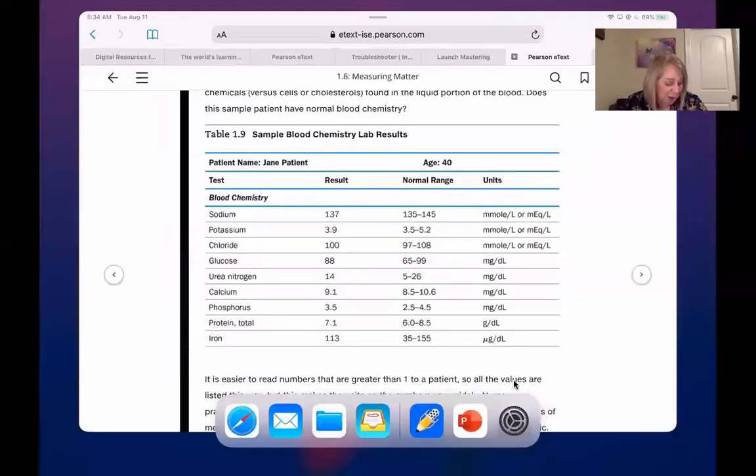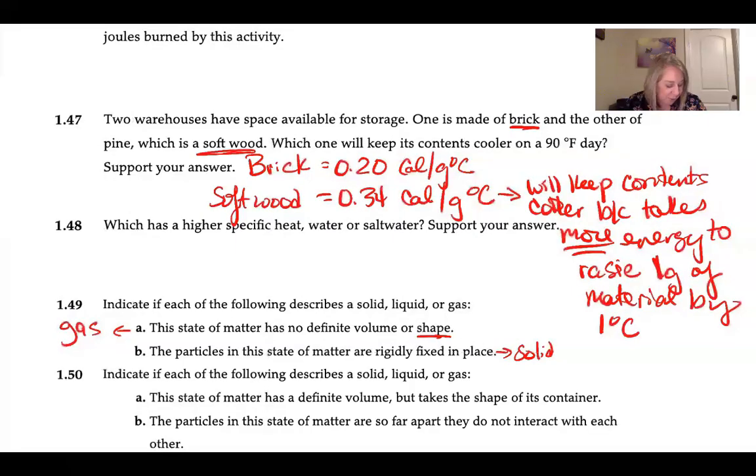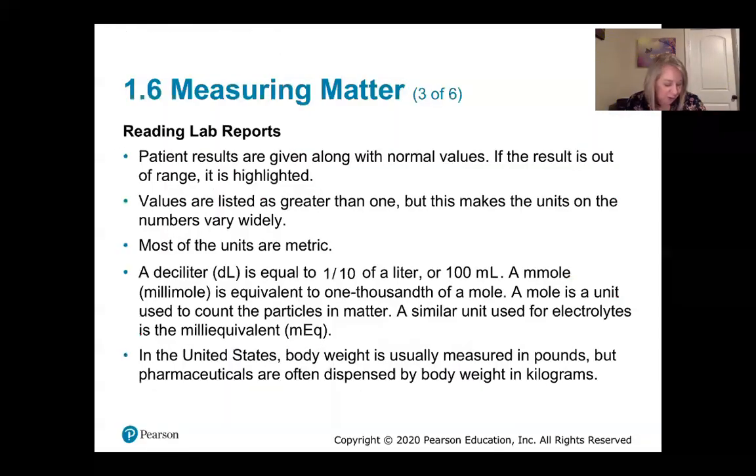So if we go back, ooh, that wasn't the right thing to go back to. Okay. So you have to be familiar with the metric units that you're going to see on these kinds of testing results, right? So we saw deciliter. Deciliter is one tenth of a liter, or 100 milliliters is what we said.